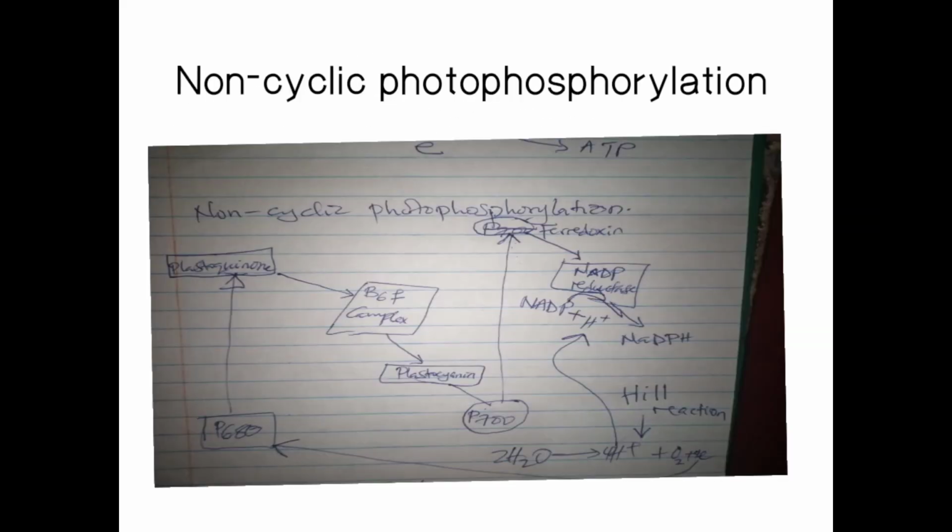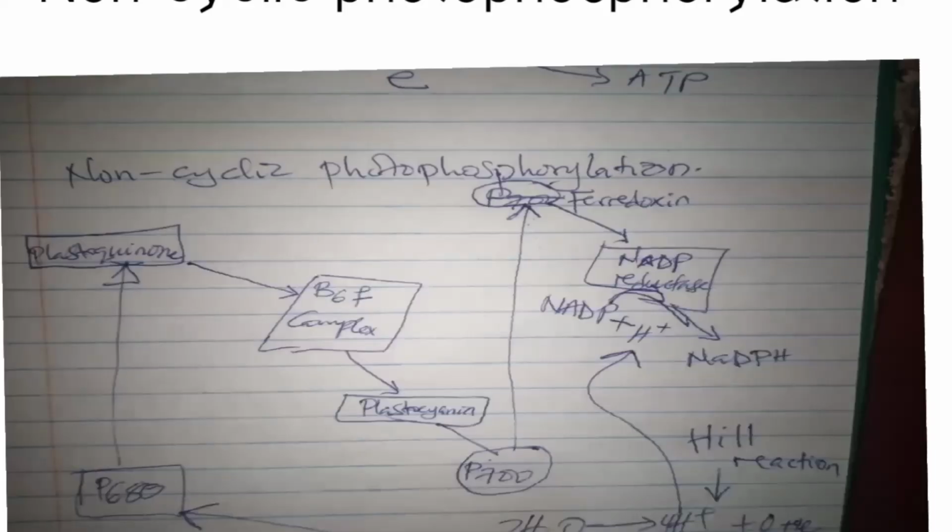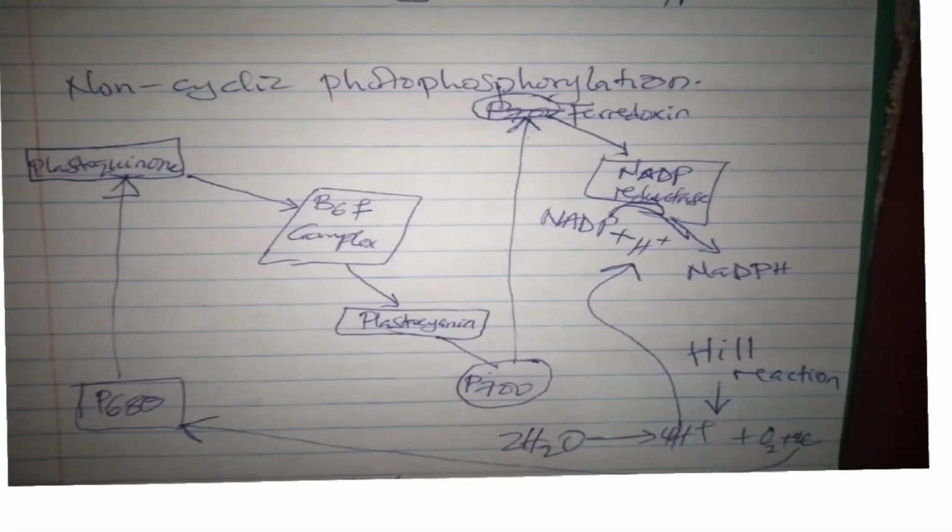Now, here we have 2 photosystems. The first one is photosystem 2, the one of 680 nanometers, and then photosystem 1, the second one.